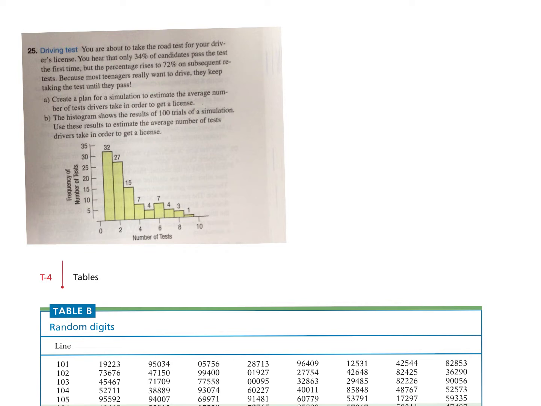You hear that only 34% of the candidates pass the test the first time, but the percentage rises to 72% on subsequent retests. Because most teenagers really want to drive, they keep taking the test until they pass. Create a plan for a simulation to estimate the average number of tests drivers take in order to get a license. So our plan is going to be, so what are we simulating? We write that down first. Taking a driver's test, and this is the road test.